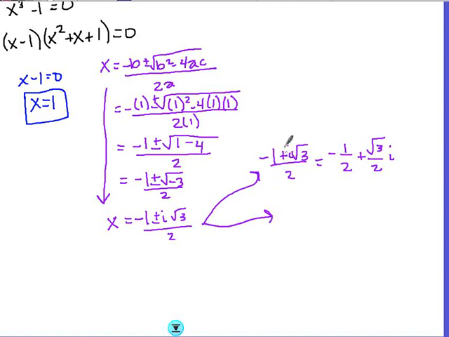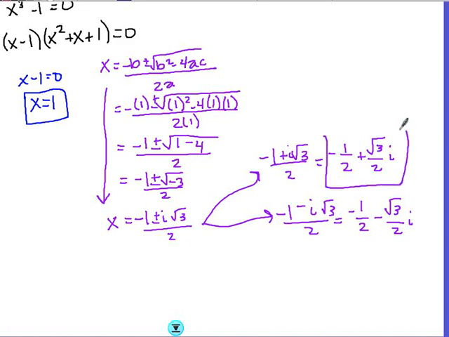Going on to the next one, I did the positive version, so I want to do the negative version of it. So I have -1 minus i root 3 over 2. So again, writing it in two fractions, I have -1/2 minus the square root of 3 over 2 i. So all of my solutions are these ones here.